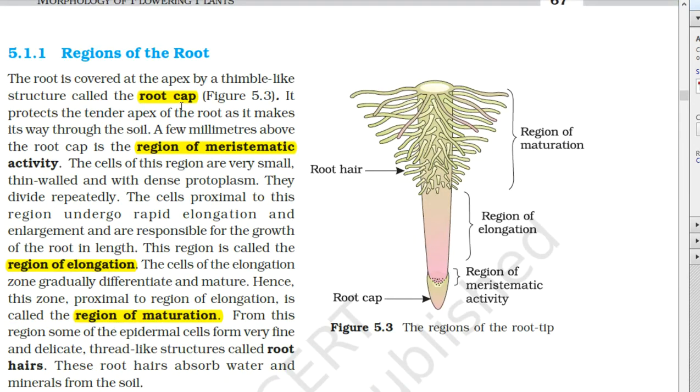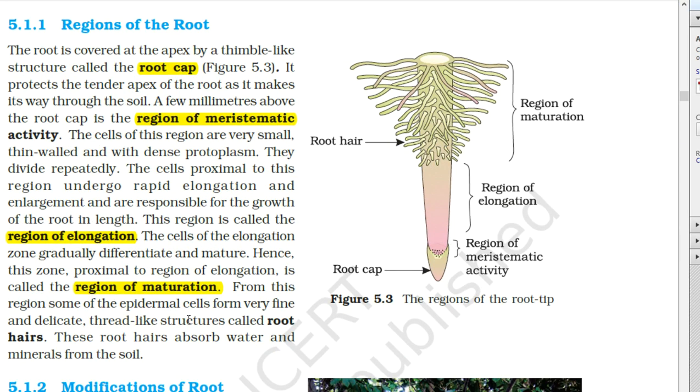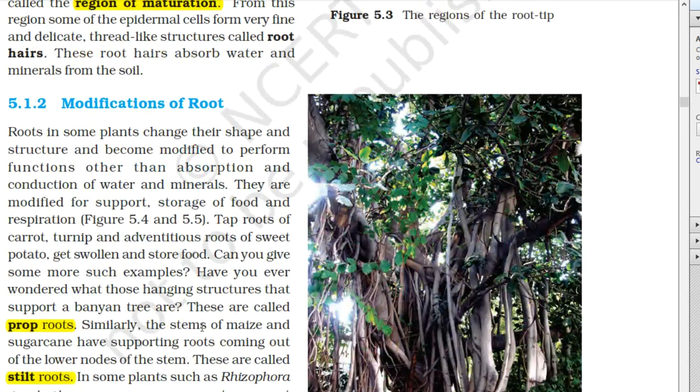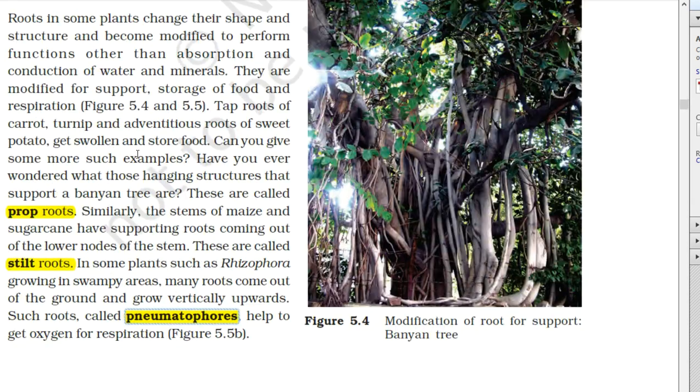Next, regions of the root: root cap region, region of meristematic zone, region of elongation and zone of maturation. And root hairs are produced which are endogenous in origin. Okay, right? And then modification of root. Here, in carrot, turnip, and the adventitious root of sweet potato, the roots get swollen to store food.